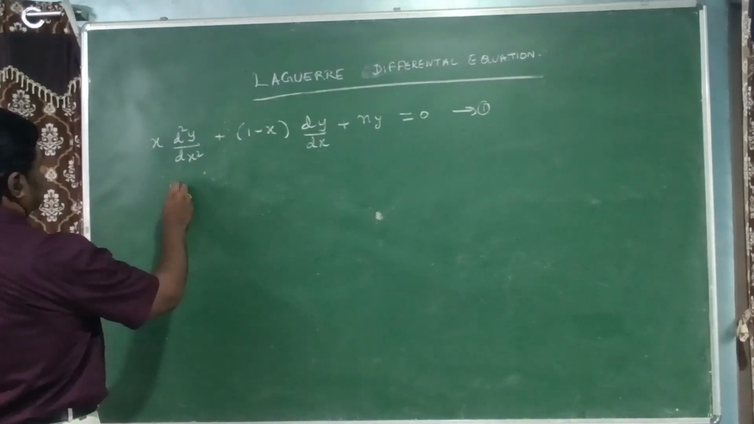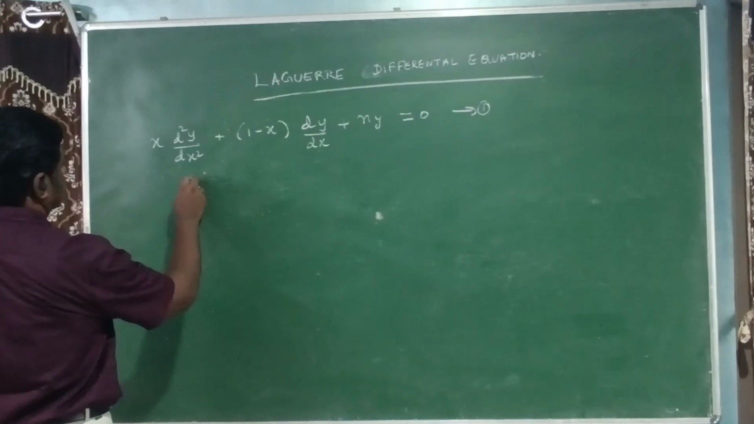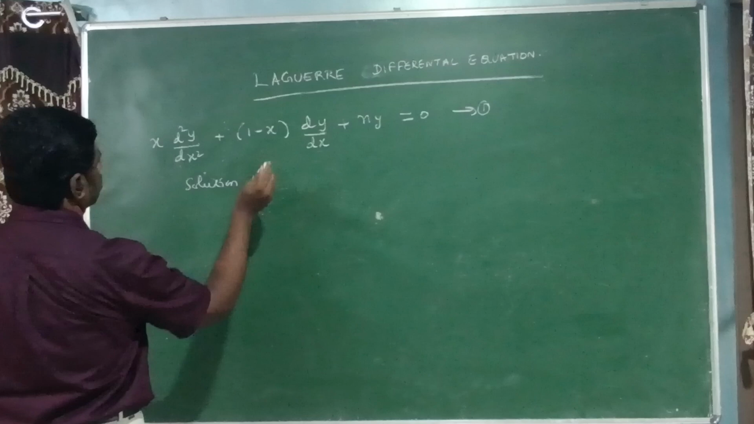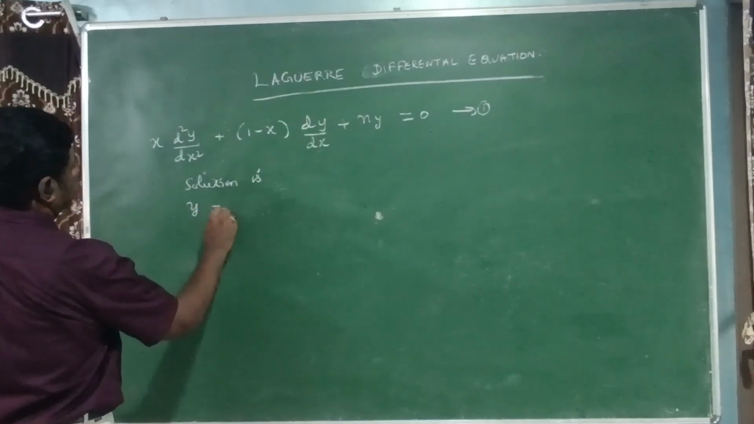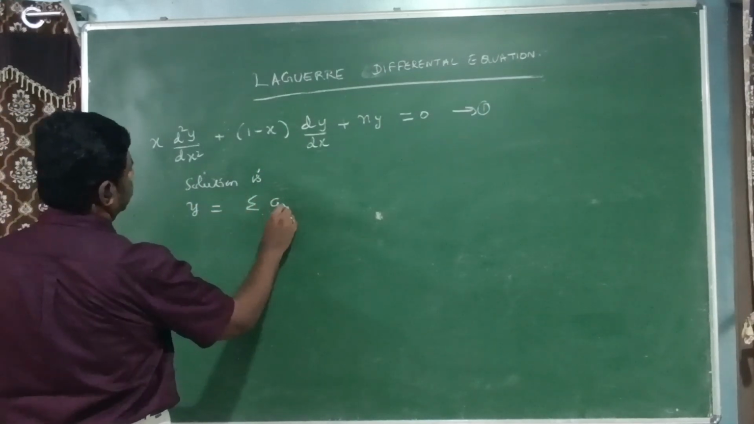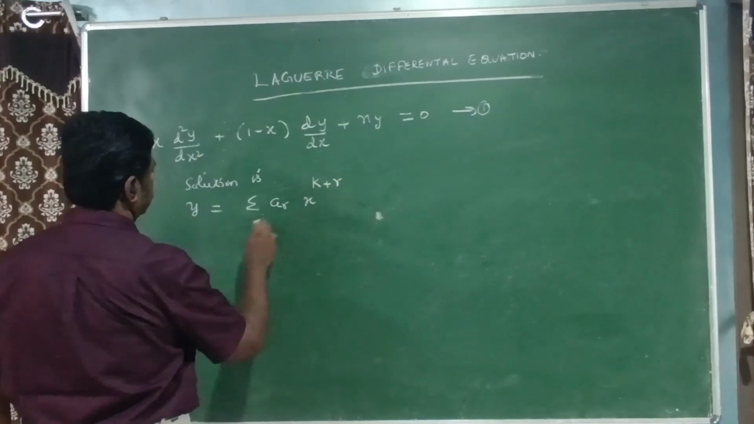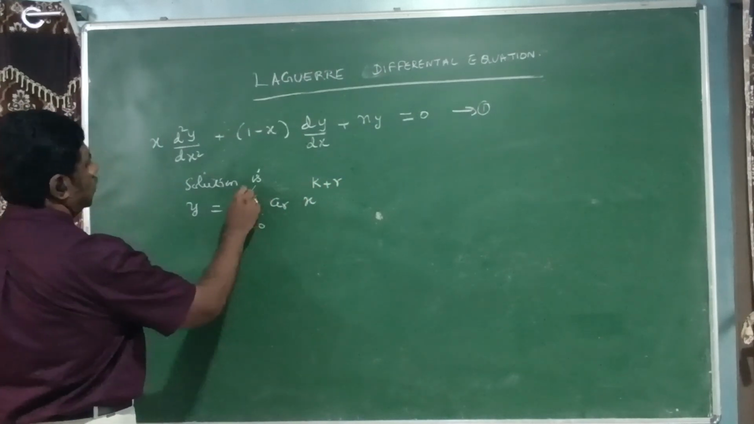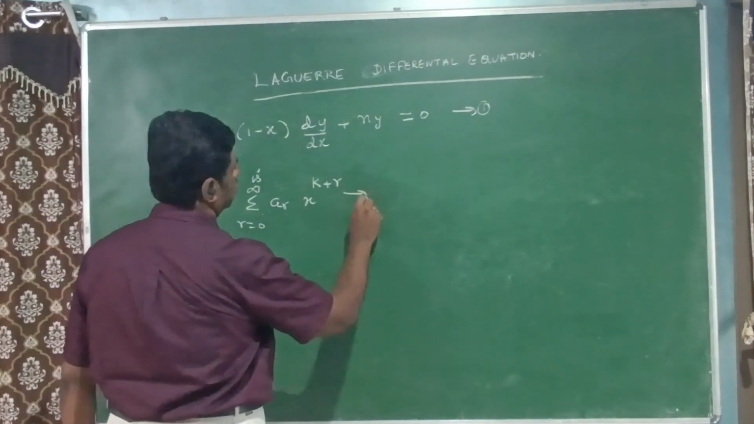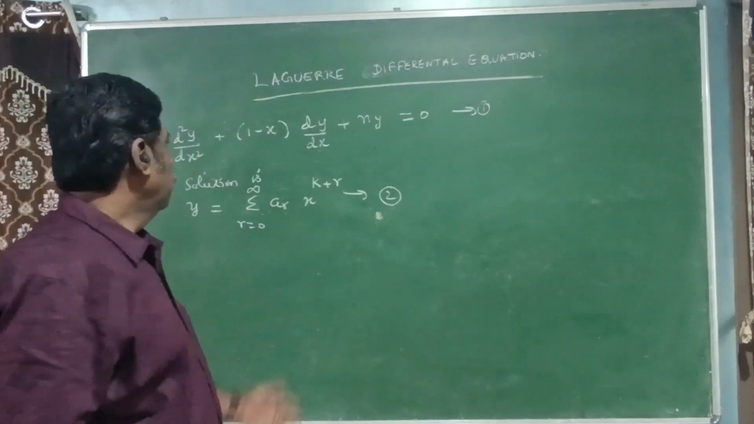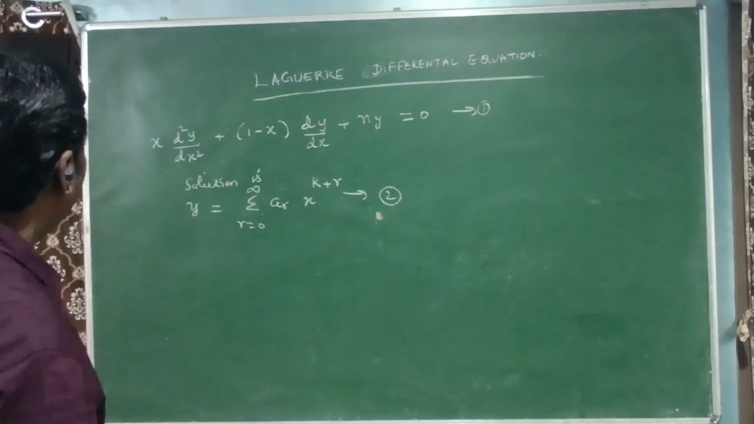Now the solution of equation 1 is y = summation a_r x^(k+r), where r = 0 to infinity, in this equation 2. This is the solution for equation 1.